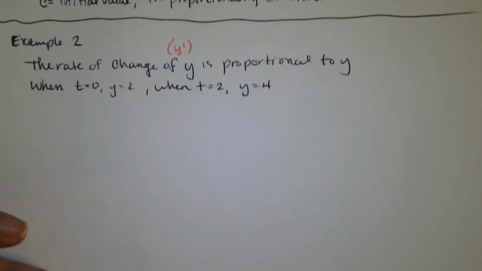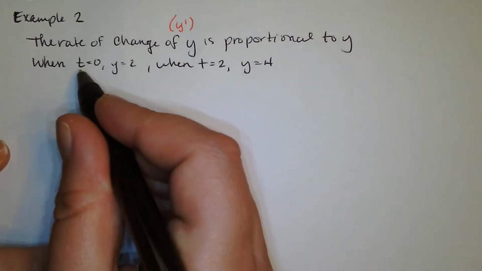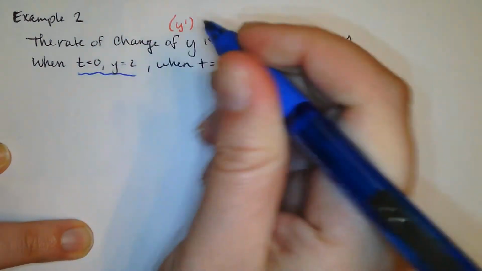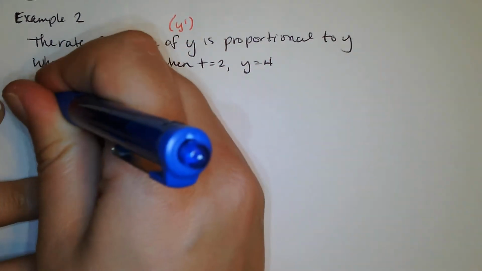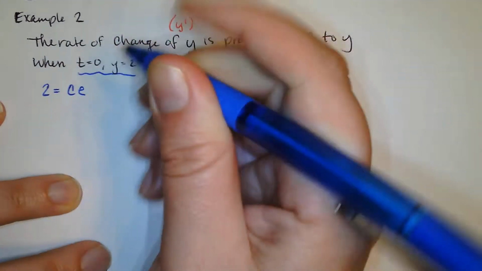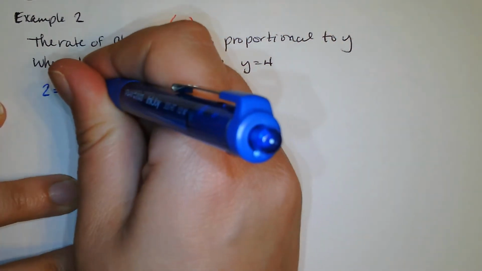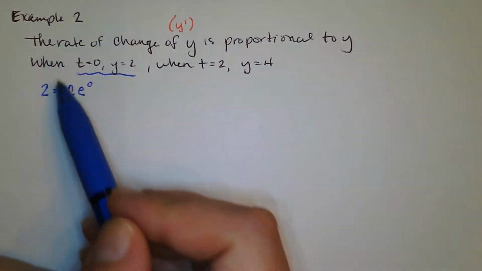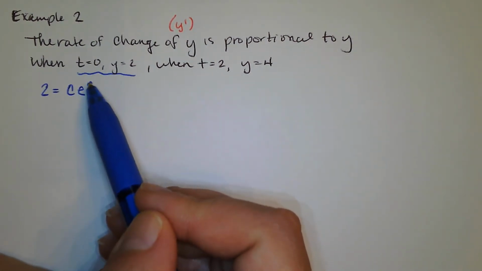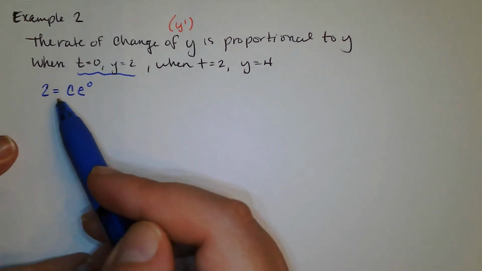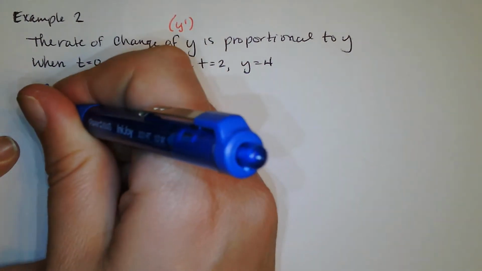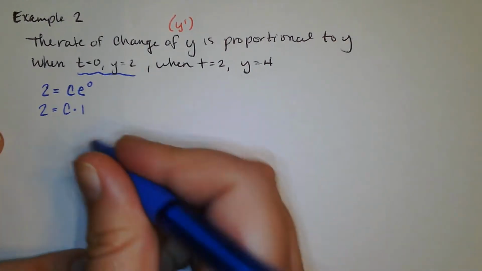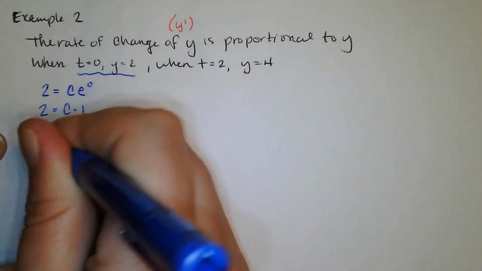All right, let me slide this up. So we're going to first plug in these two values here. Let's use blue. So 2 equals c e to the 0, because it's k times 0. So since t is 0, it's k times 0. Now we can actually simplify this to solve for c. So 2 equals c times 1, because remember, anything to the 0 power is 1. So c is equal to 2.